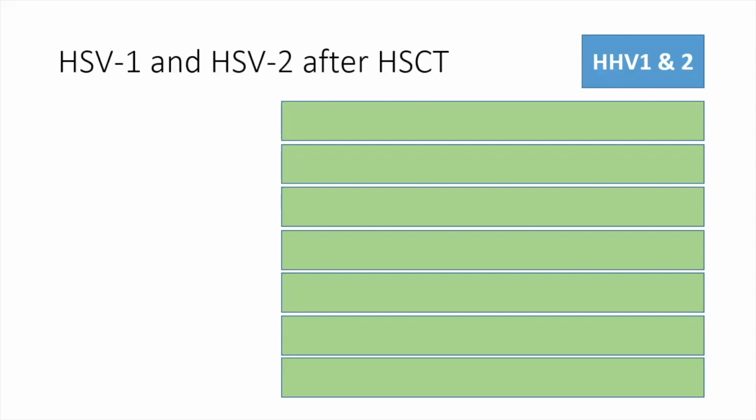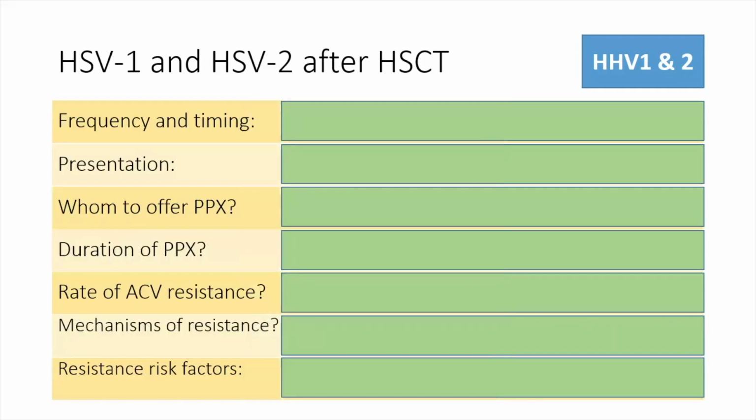So we start straight away with the human herpes virus type 1 and 2, also known as herpes simplex 1 and 2. And in the context of hematopoietic stem cell transplantation, the headlines that we normally look at when we're talking about antivirals are how frequent is the infection or the disease, what kind of presentation, and whom we give prophylaxis or preemptive therapy for, and for how long. And then, if there are any issues about drug resistance, we highlight that.